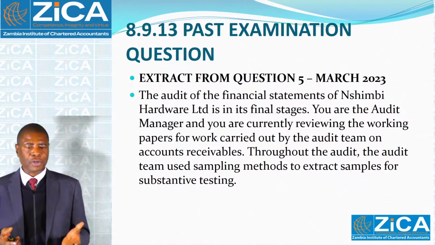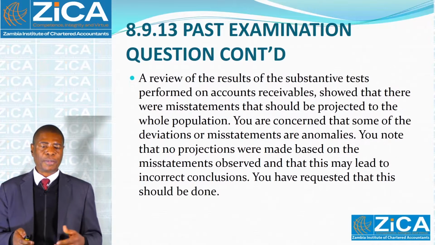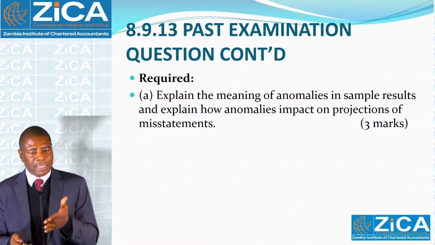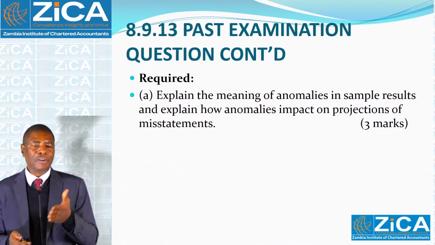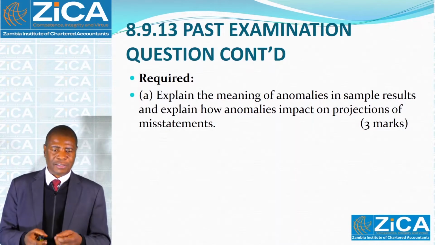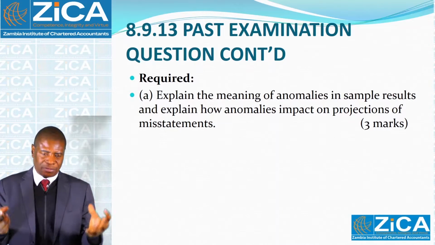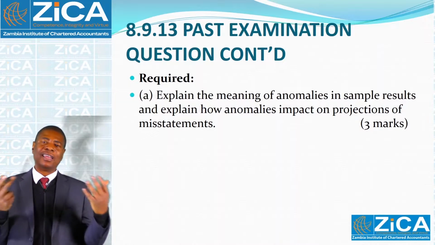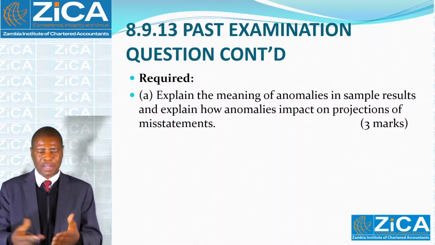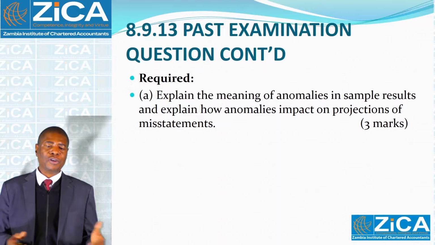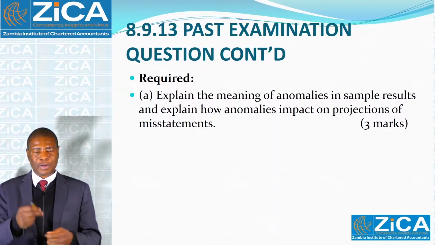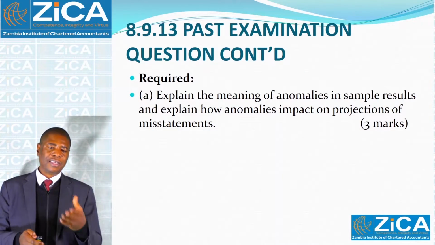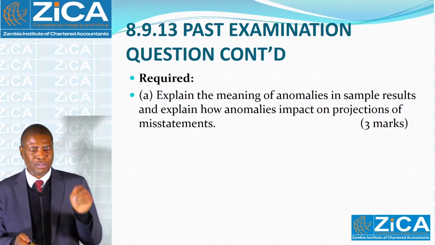There's also another question from March 2023 about the same topic. The requirement under A was simply explain the meaning of anomalies in sample results. Now, anomalies are simply those misstatements which are not representative, which cannot be projected in the population. So again, if you did not know that, we would not have answered this question. There are only 3 marks available, however, okay? And also explain how. Okay, so what we are saying is there are 2 parts, but again, if you knew, you would have actually. So it's important to know.